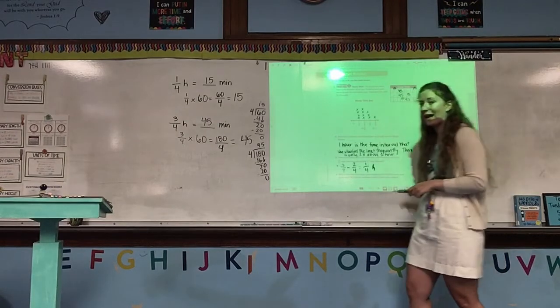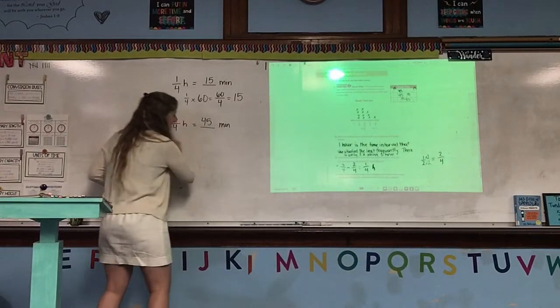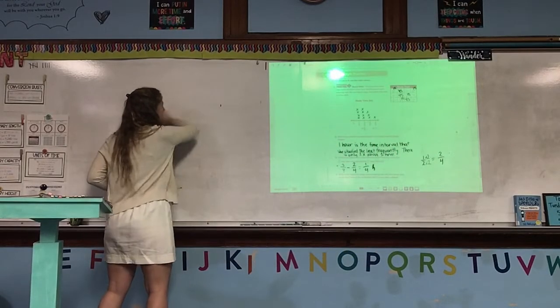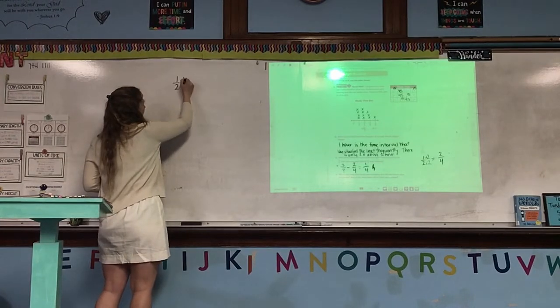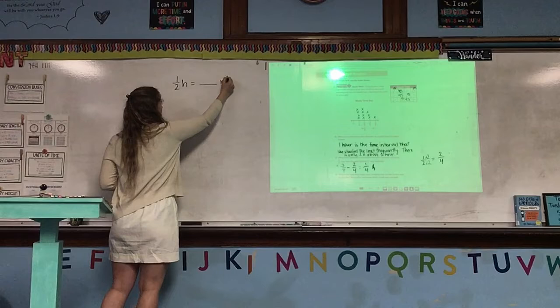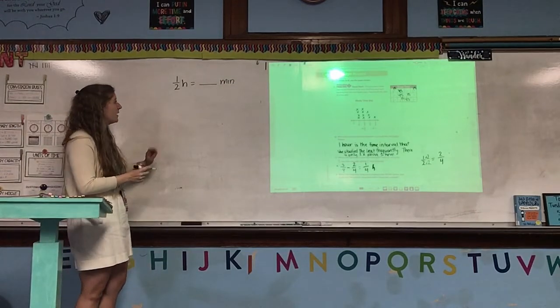And now I have 1/2. So I'm going to do the same thing. I'm erasing these, but you should still have them in your extra sheet of paper. 1/2 of an hour is equal to how many minutes? You should have all of this on your separate sheet of paper.